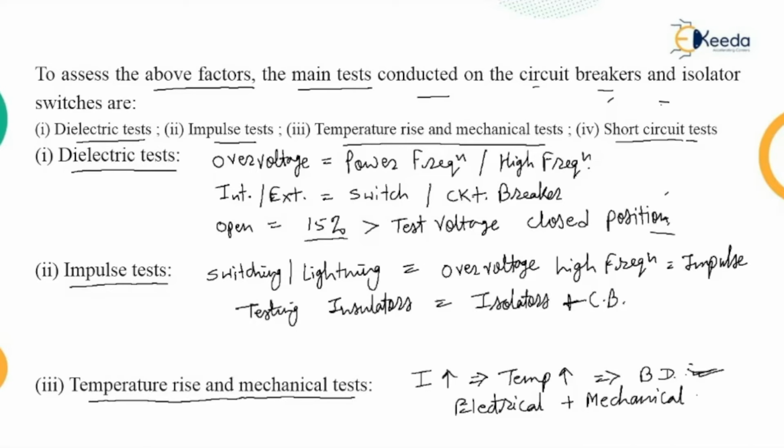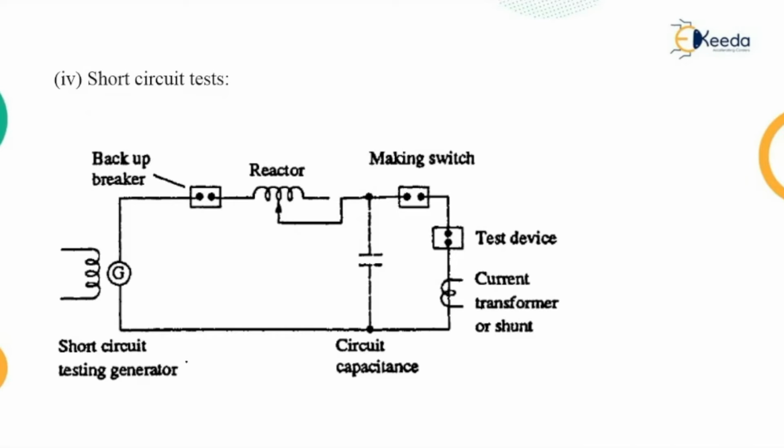So this is all about the tests which we have considered: dielectric test, impulse test, and temperature rise and mechanical test. Now let us understand the fourth test, called the short circuit test. This is an important test which is to be carried out on circuit breakers, since these tests assess the making and breaking capacity at various load currents and rated voltage on the circuit breaker.